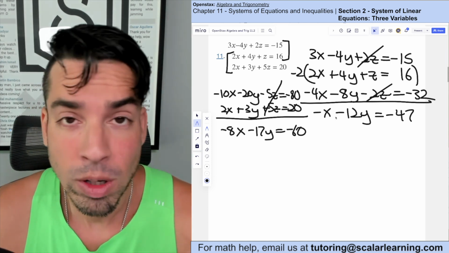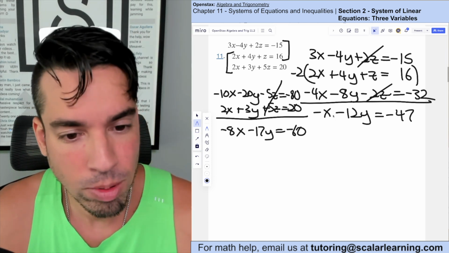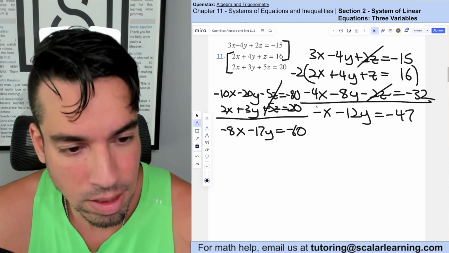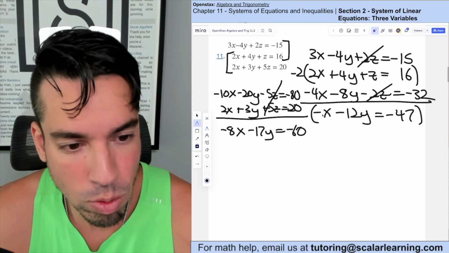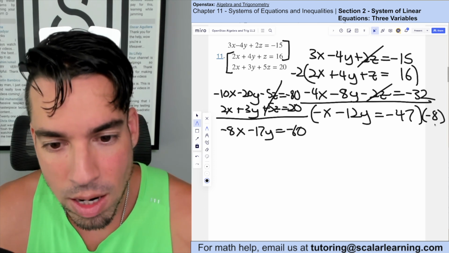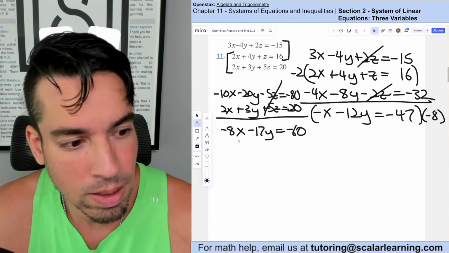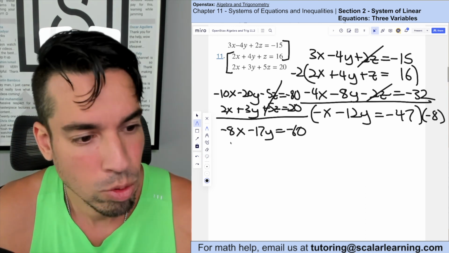Now to solve these two, we're going to use elimination again. Again, I could use substitution, but why not? We'll use elimination. And let's get rid of the x's. So I'm going to multiply this one by negative 8. The reason why is because then it'll match up with this one. It'll be opposite, right? Because it'll be positive 8, negative 8. The x's will cancel out. So we're going to write that down here.